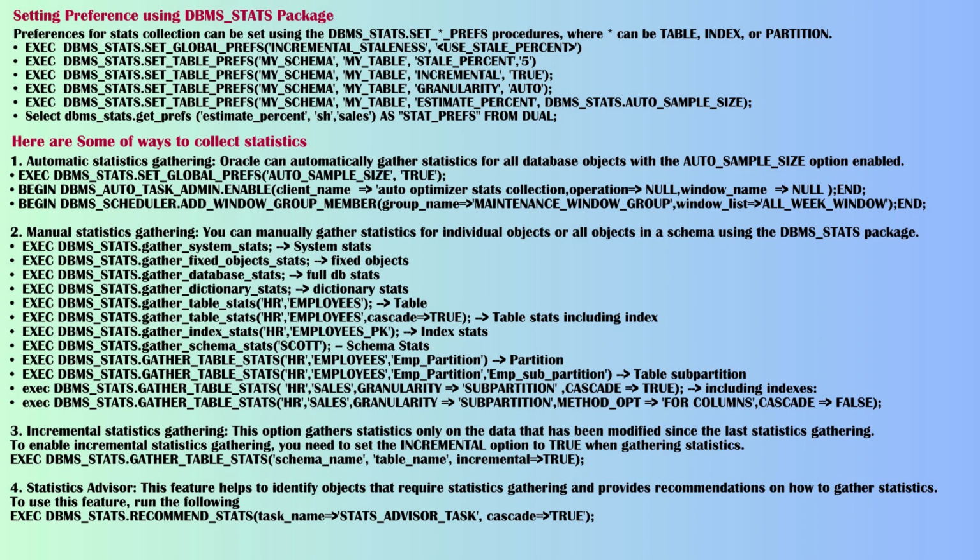Exec dbms_stats.gather_table_stats, schema_name, table_name. Exec dbms_stats.gather_table_stats, HR, employees, table. Exec dbms_stats.gather_table_stats, HR, employees, cascade equals true, table partitions including index. Exec dbms_stats.gather_index_stats, HR, employees_PK, index stats. Exec dbms_stats.gather_schema_stats, Scott, schema stats.